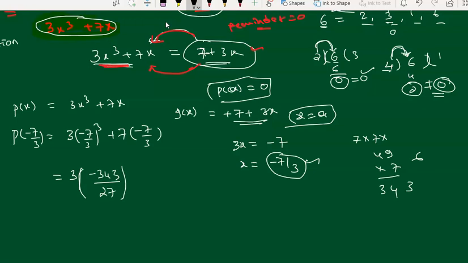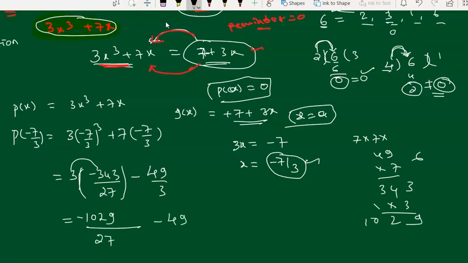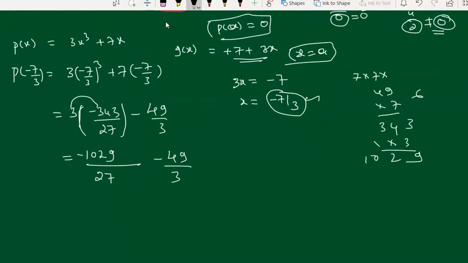Here you know, plus into minus is minus, 7 7s are 49 upon 3. And you just multiply this with this, 343 into 3. This is 9, 12, 9, 10. It is 1029. What is that? Minus 1029 upon 27, minus 49 upon 3. And what is the LCM between 27 and 3? I hope you know, these two are multiples of each other. Then LCM will be the bigger one. That is 27. Let's write down 27 on the top.